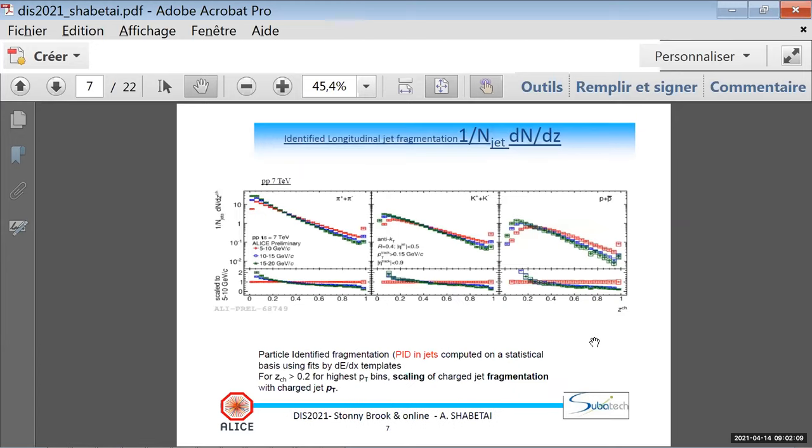Then you can do a bit more and add the PID to those measurements, and you can get identified fragmentation functions for pion, kaon, and proton. You can see that those are quite similar, and you can also see the scaling as a function of the jet pT for z of charged particle greater than 0.2.